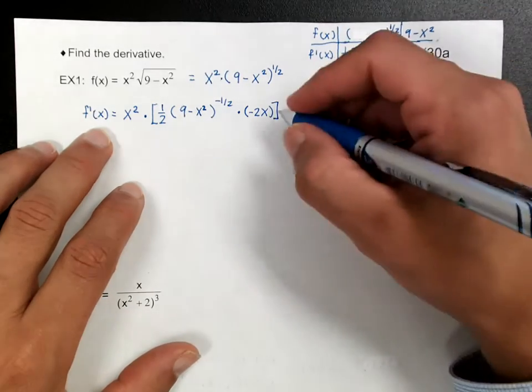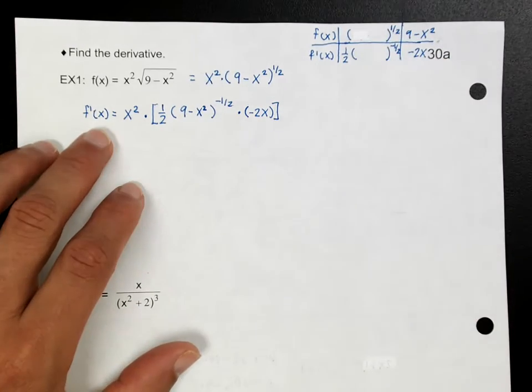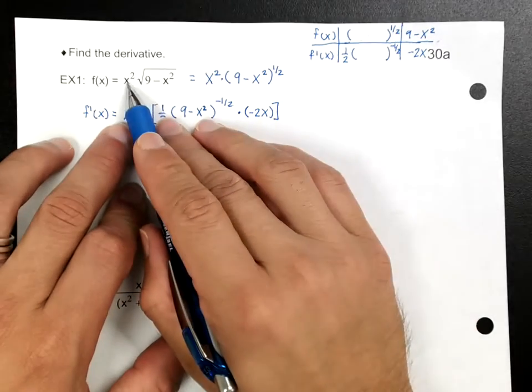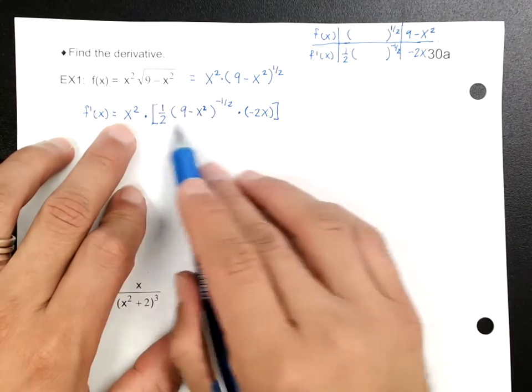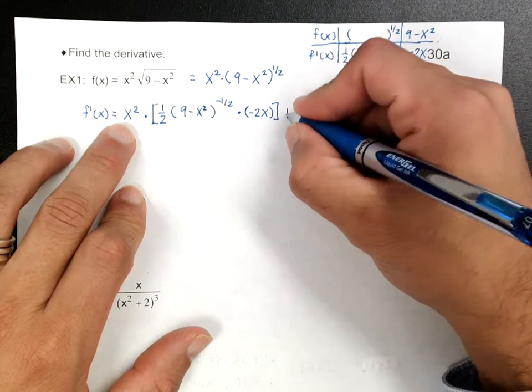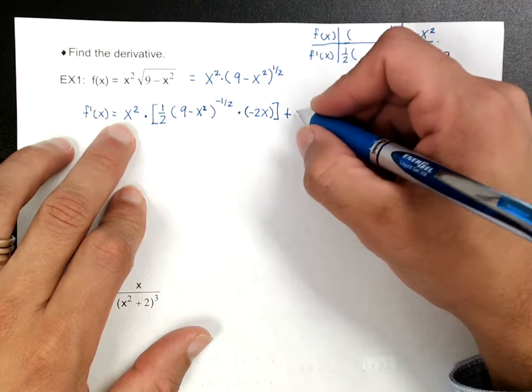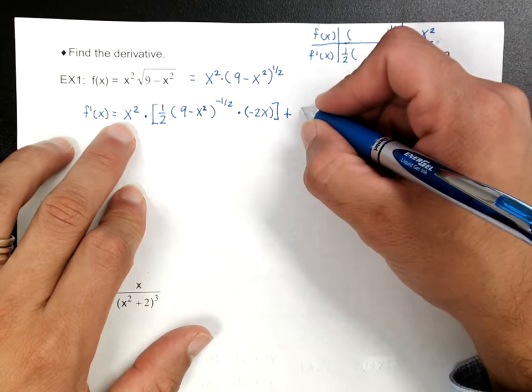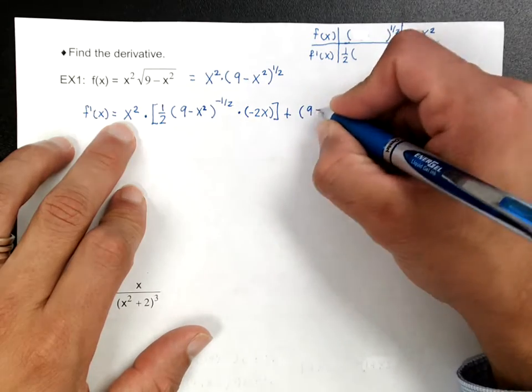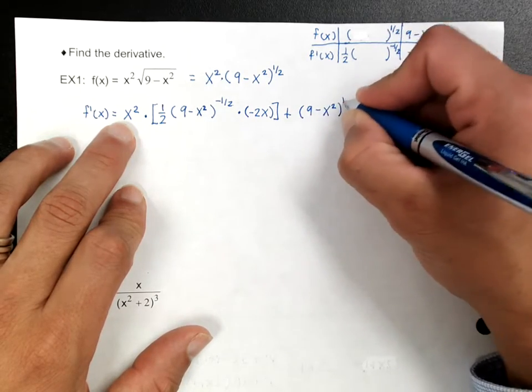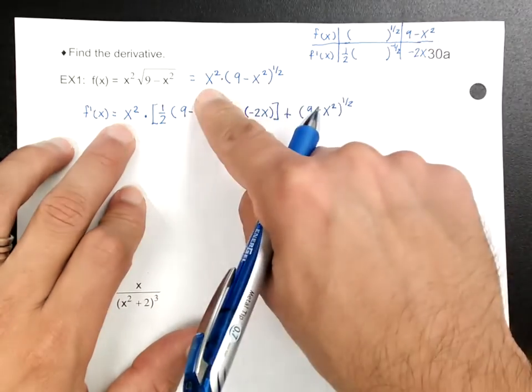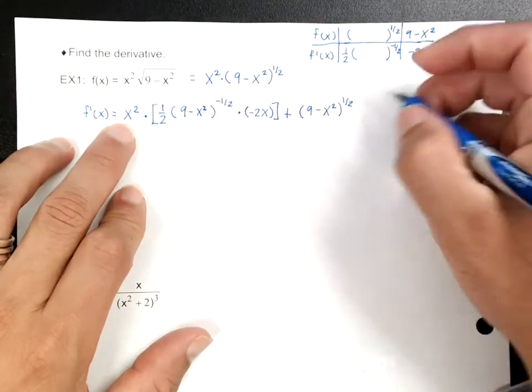So now we're getting back to the product rule. Remember, we have the first times the derivative of the second, which is what we have here, plus the second, which in this case is just 9 minus x squared to the 1/2 times the derivative of x squared, which is 2x.